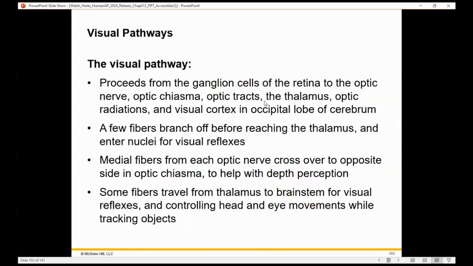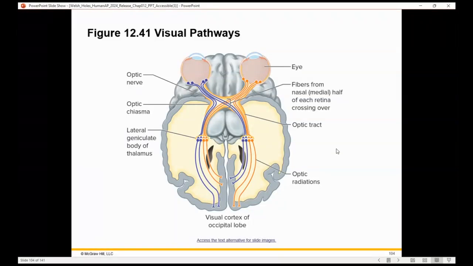The visual pathway. This proceeds from the ganglion cells of the retina to the optic nerve, then to the optic chiasma, the optic tracts, the thalamus, the optic radiations, and the visual cortex in the occipital lobe of the cerebrum. A few fibers branch off before reaching the thalamus, and they enter the nuclei for visual reflexes. The medial fibers from each optic nerve cross over to the opposite side in the optic chiasma to help with depth perception. Some fibers travel from the thalamus to the brainstem for visual reflexes and controlling the head and eye movements while tracking objects. This figure shows you the visual pathways.